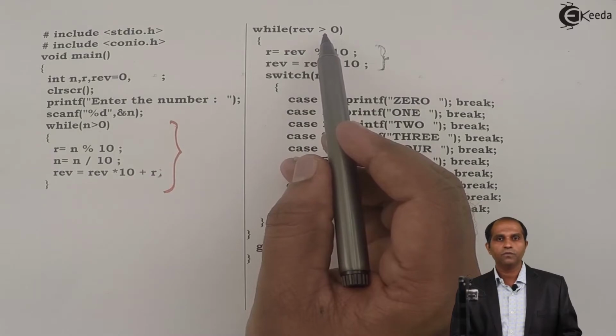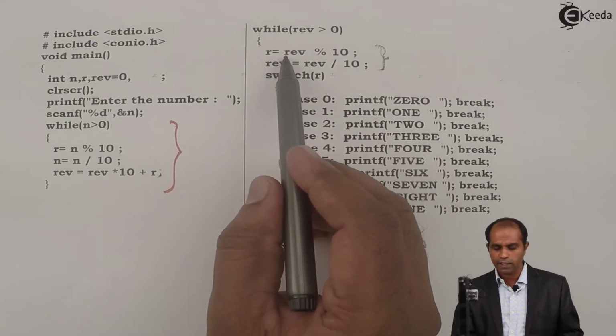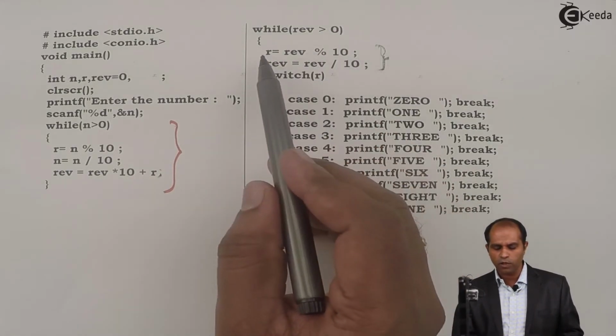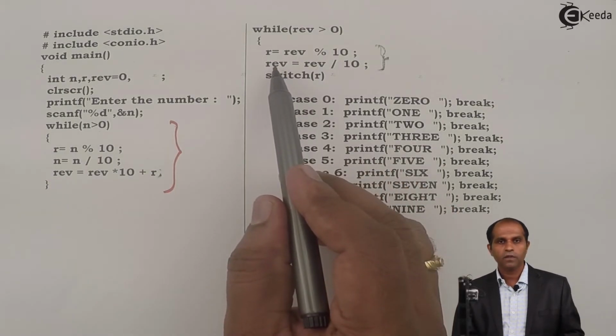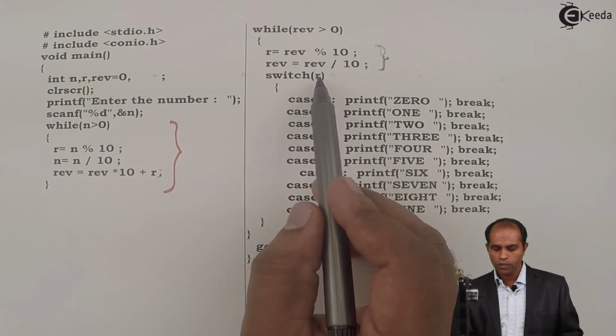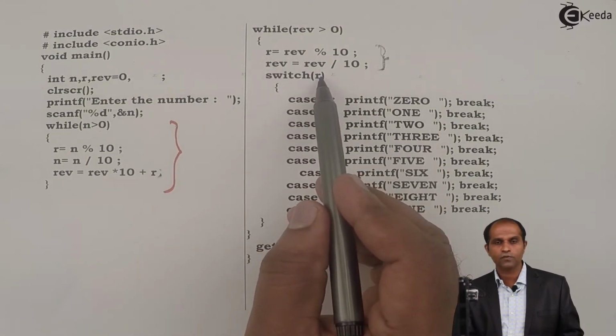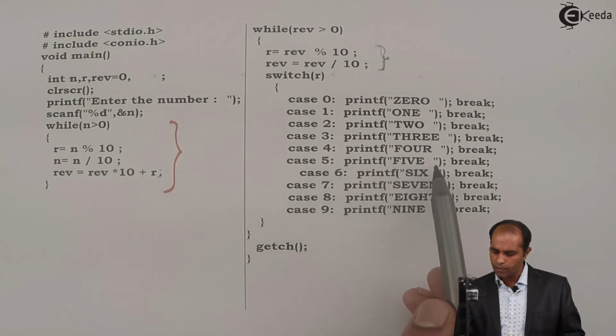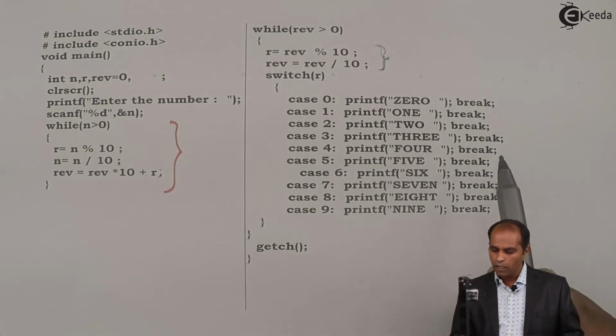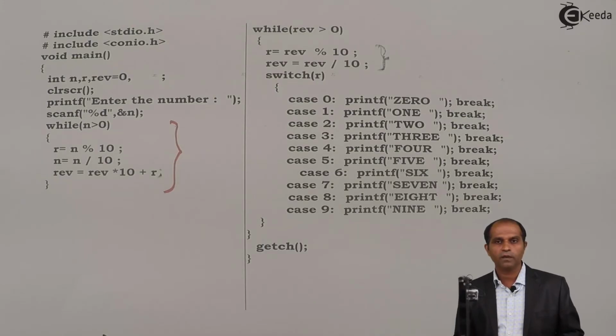325 greater than 0, true. True in the sense, extract the number. 325 mod 10 is what? 5. 325 by 10 is what? 32. Switch R. The value of R in this case is 5. Go to case 5. I have case 5 at this place. It says printf 5 break. And break will take you outside this particular part.